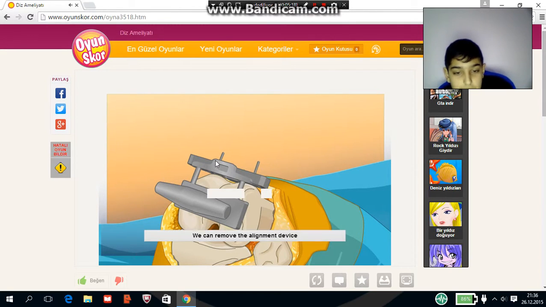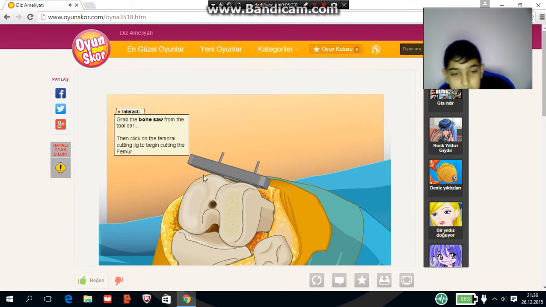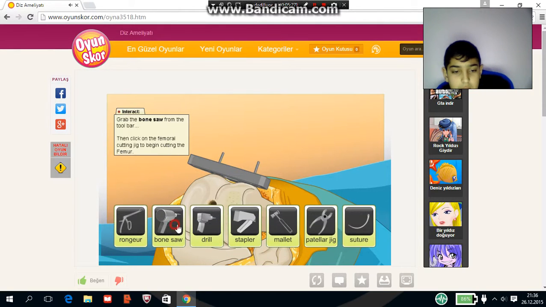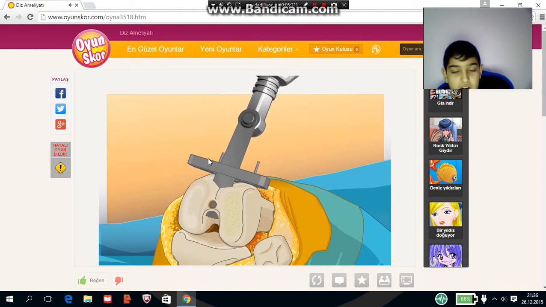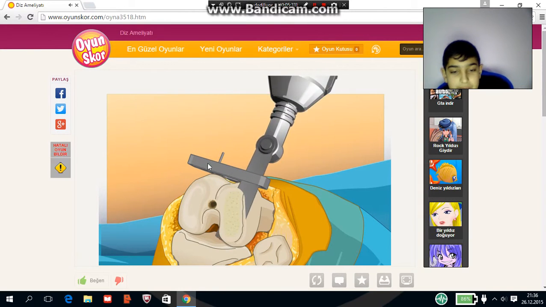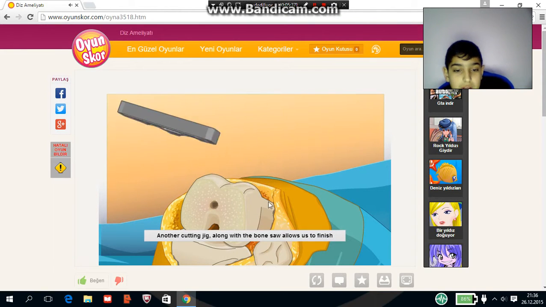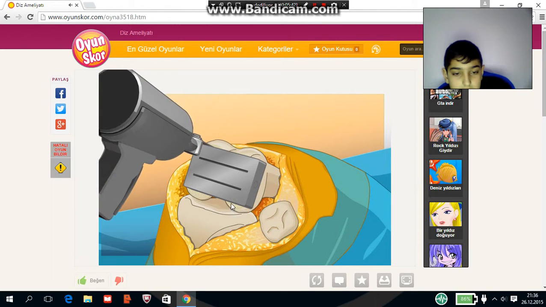We can now remove the alignment device. The pins will hold the jig firmly in place. Now for some real bone shaping. Use the bone saw to cut the bone so it is prepared for the new femoral component. Another cutting jig, along with the bone saw, allows us to finish shaping the femur.